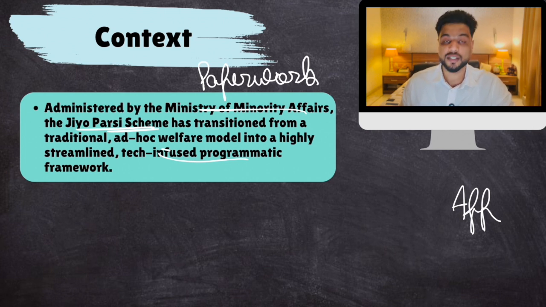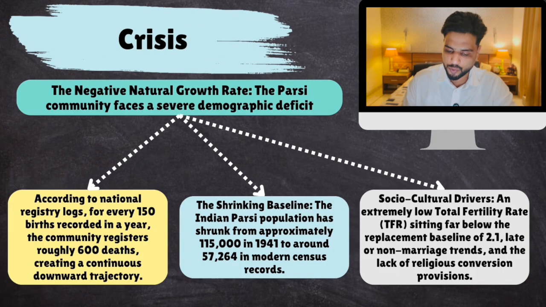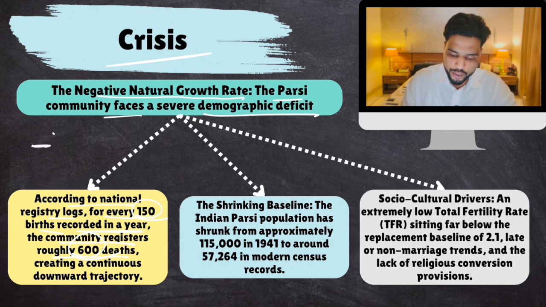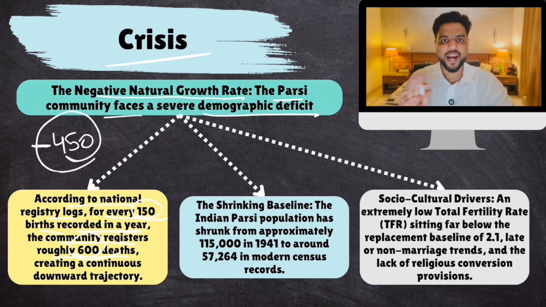What is important for us is, number one, what demographic challenge this community is facing. Okay, so what is the crisis? Negative natural growth rate. The Parsi community faces a severe demographic deficit. According to National Registry logs, for every 150 births recorded in a year, the community registers roughly 600 deaths naturally. So in 1 year, 150 births are taking place, 600 deaths are taking place. Definitely every year, the population declines by 450 on average.